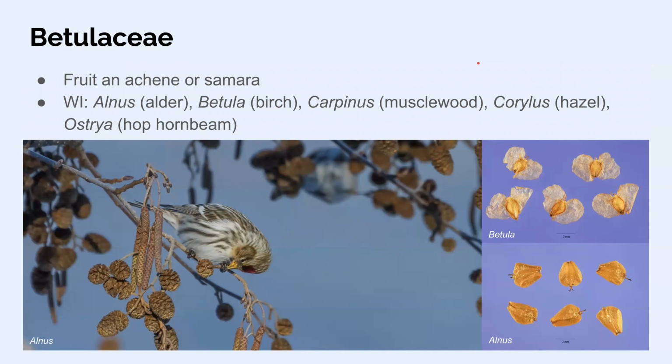Fruit type, as I mentioned, is achene pretty commonly in these different groups. So achenes in Betulaceae, these cones in the alder, they have woody bracts on there, but inside of there are individual achenes. These are the alder achenes. In the birch, they've got little wings on them to help them disperse. So samaras if they've got wings, achenes if they don't have wings.